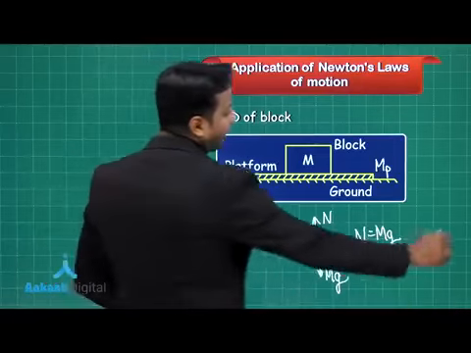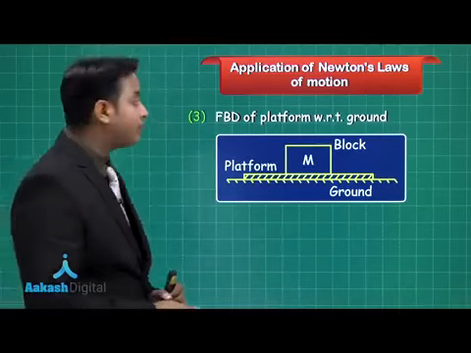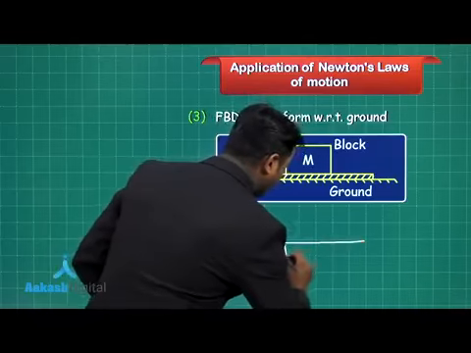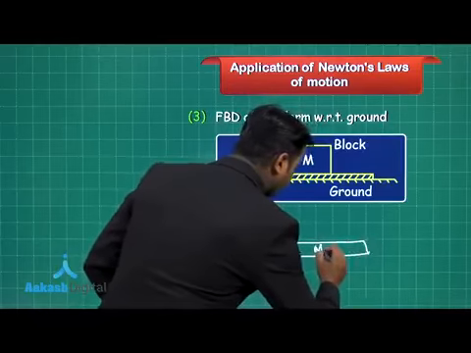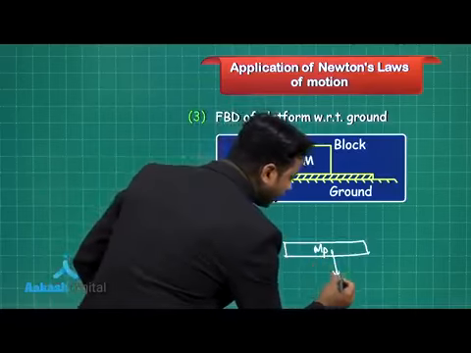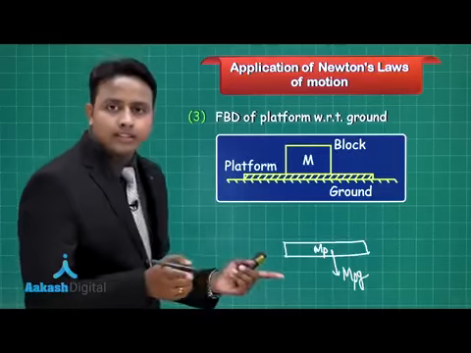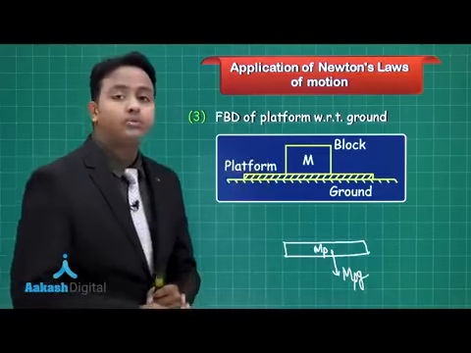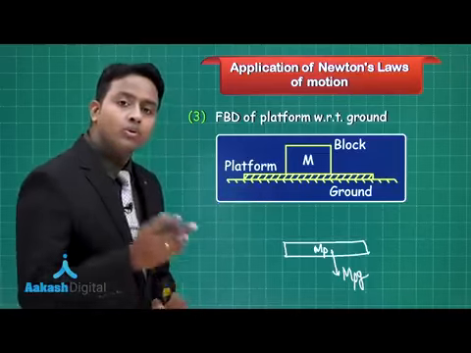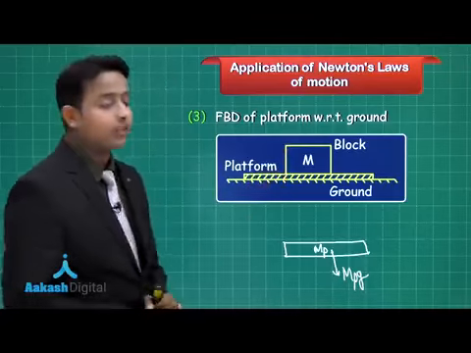Now from here I can see, if I want to find out the free body diagram of the platform with respect to ground, what is going to happen? Now again, this is the platform, mass of the platform. Now we know the first point is the weight of the platform, Mp g. Now what would be the next thing? There are two surfaces which are in contact with the platform. One is with the block, one is with the ground. So ground would be exerting some normal reaction, and the block would also exert a contact force.